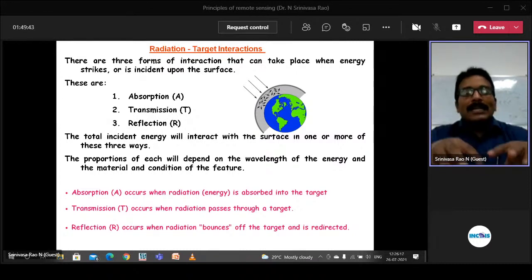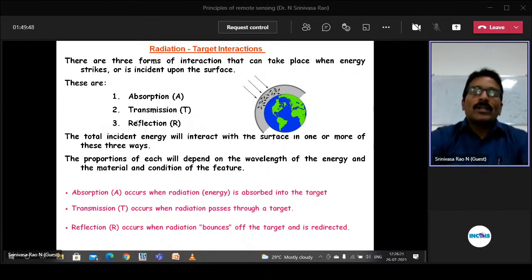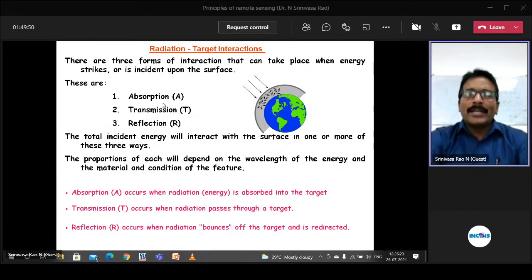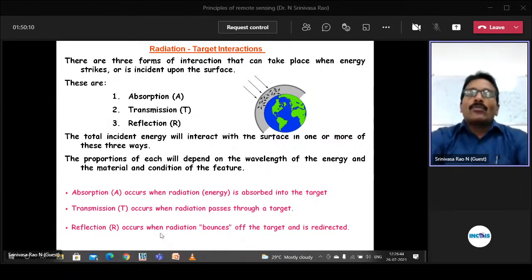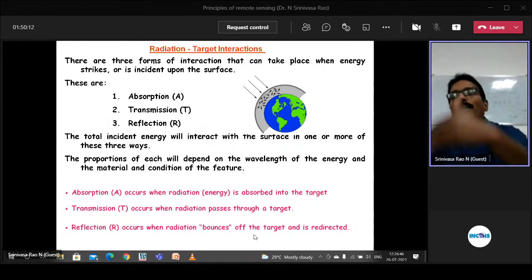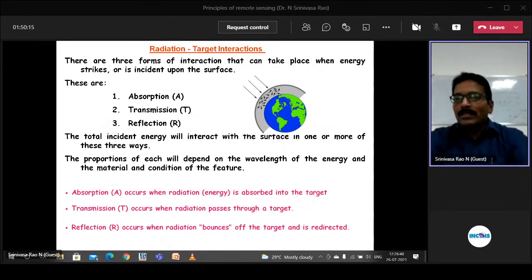Once it is incident on a target, three types of phenomena take place. The first is absorption, then transmission, and reflection. That's all, three processes. This is the absorption, for which we give the symbol A. Absorption occurs when the radiation is absorbed by the target. Transmission means it is transmitted through the target, and reflection means the direction changes, it is reflected back.